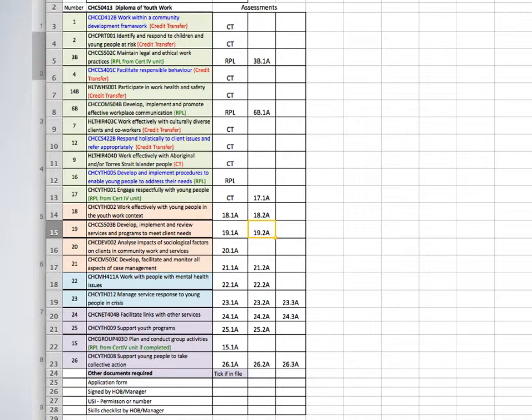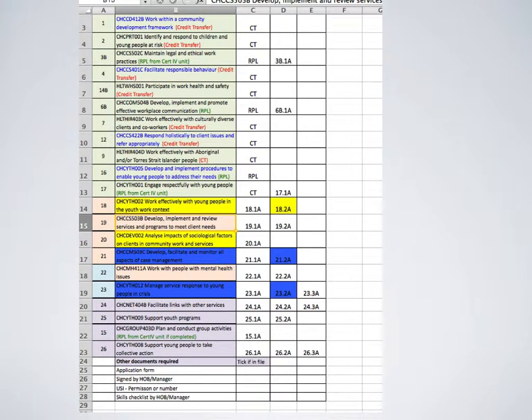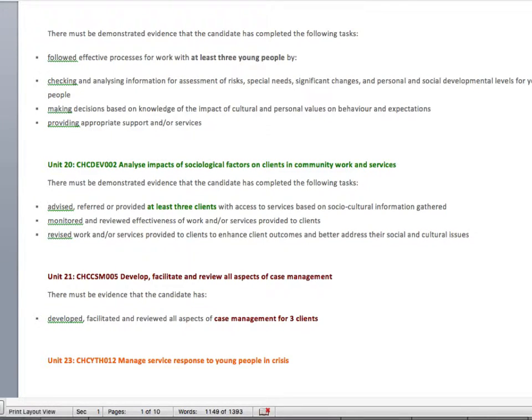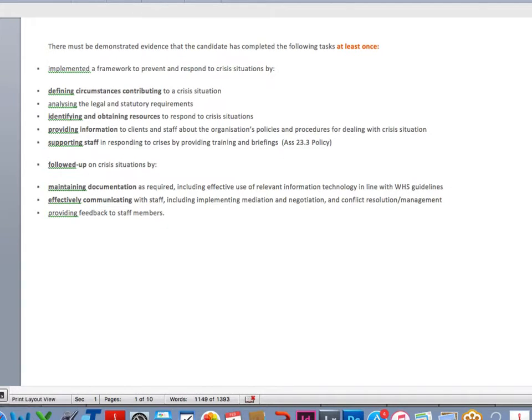A lot of them, as you realise, are credit transfers or RPLs. And the ones that we particularly want to look at are assessments for 18, 20, 21 and 23. And if you have a look at the training package, I've just taken some of the skills descriptions out of the training package, and you'll see that it talks about working with 3 young people, at least 3 clients, down the bottom there, 3 clients, and at least once with 3 clients and so on.